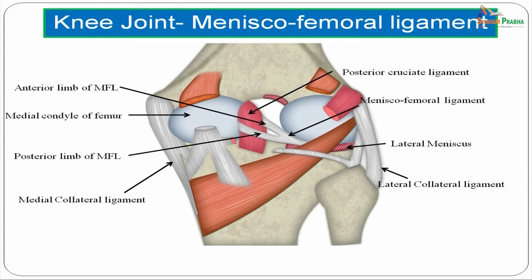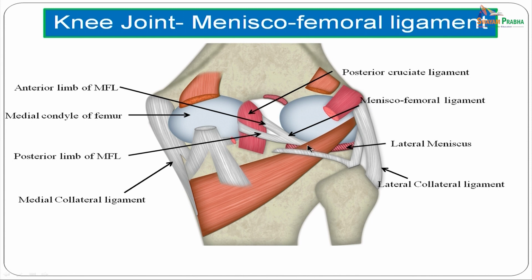We come to another important ligament, the menisco-femoral ligament. If you see in this picture, this particular Y-shaped ligament is called the menisco-femoral ligament. And if you look closely, the stem of the Y is attached to the posterior aspect of the lateral meniscus.